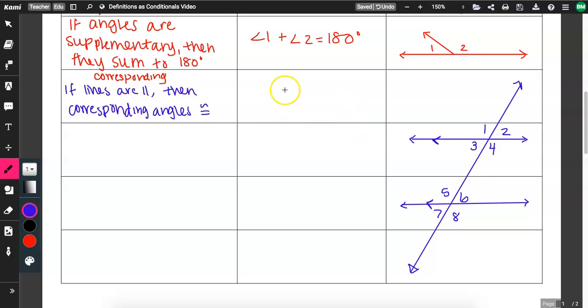So for this first one, some examples of corresponding: angle 1 is congruent to angle 5, angle 2 and angle 6, angle 7 is congruent to angle 3. Those are all examples of corresponding. Our next one, alternate interior.